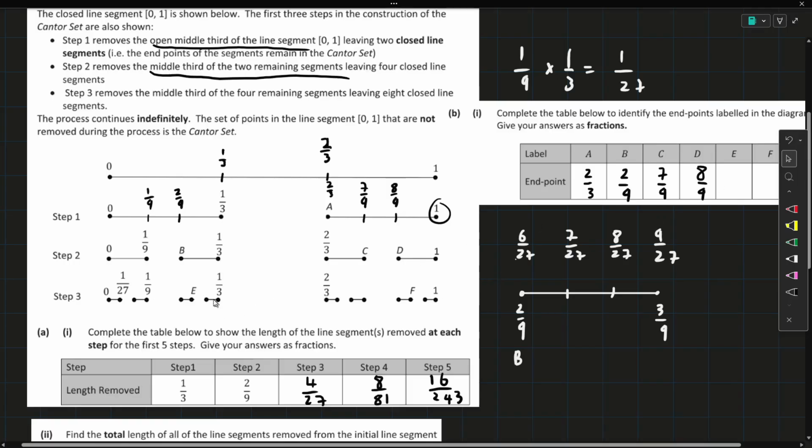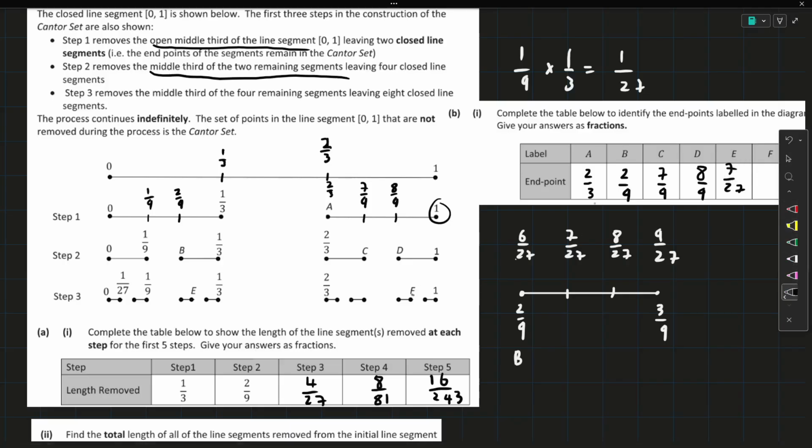E is what we're looking for. So E is going to be 7/27 because this is B here. So it goes B, E, and then we're removing this middle third, and then we have these ones. So E is 7/27. It's on the left. Here is 7/27, and on the right is the 8/27.